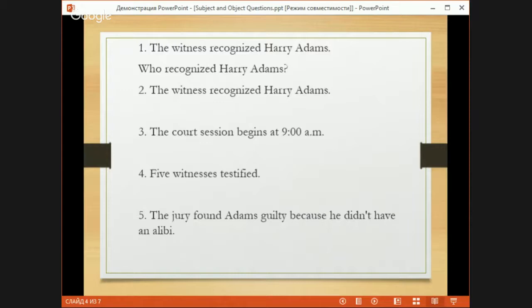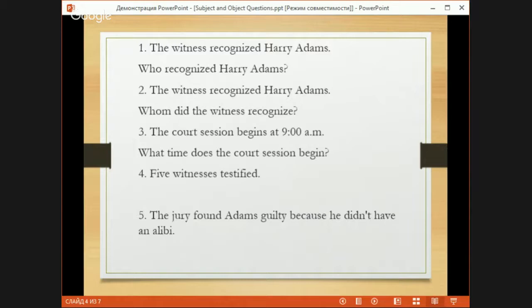The next one, about Harry Adams, it's the object of the question. So we say, whom did the witness recognize? No ed because we use here did. Whom did the witness recognize? The court session begins at 9 a.m. We need to create the question about time. What time does the court session begin?